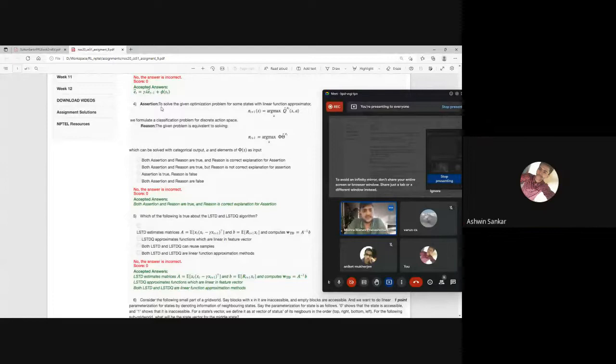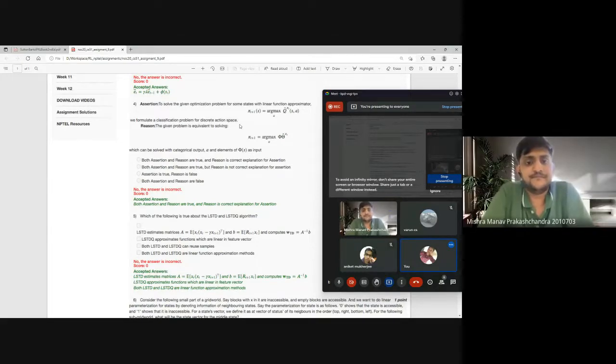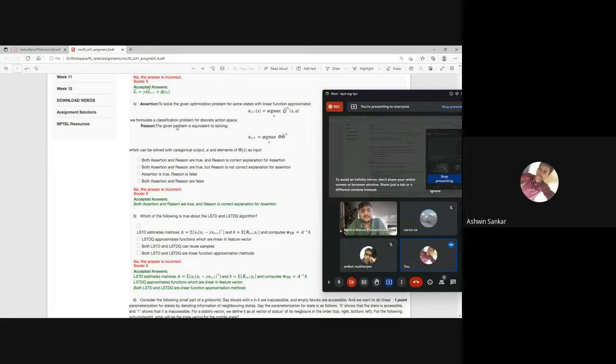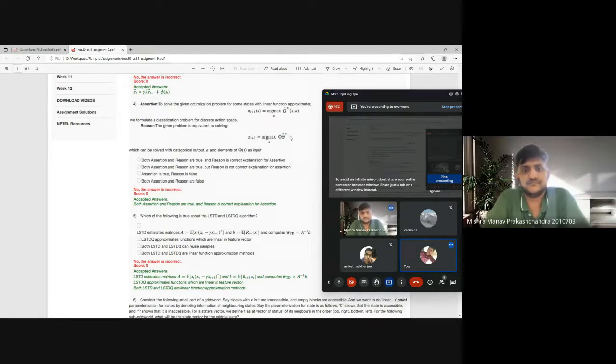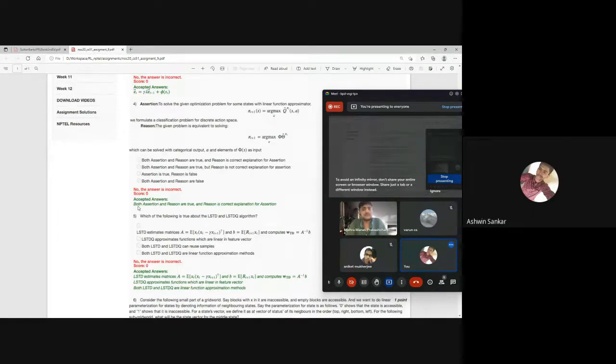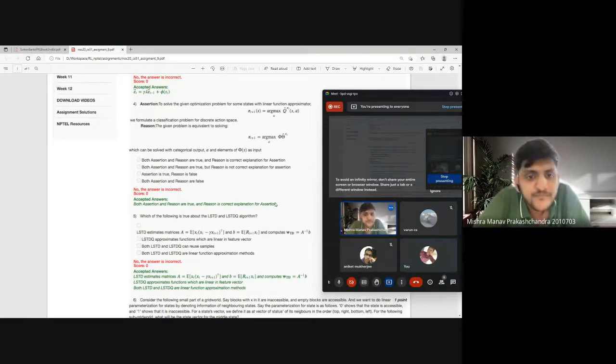To solve the given optimization problem for some states with a linear function approximator, we use a Q function, we formulate a classification problem for discrete action space. And the reason is that the given problem is equivalent to solving the product of phi and theta. The answer given was that both the assertion and reason are true, and the reason is the correct explanation for the assertion. Okay, they have used action space here. This is confusing.